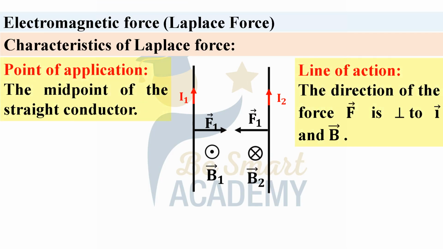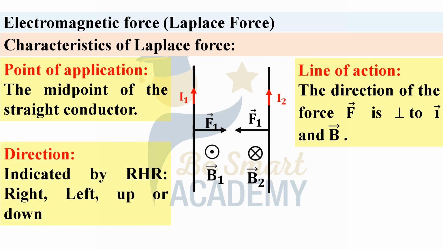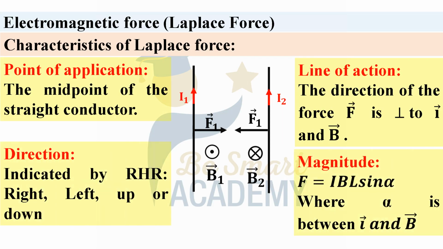So the Laplace force has four characteristics: point of application, which is the midpoint of the straight conductor wire; line of action, the force is perpendicular to the plane containing I and B; the direction according to the right hand rule; and the magnitude can be calculated using the formula F equals I B L sine alpha.